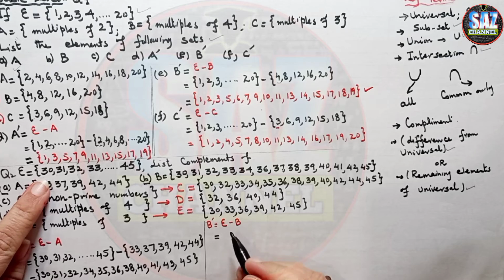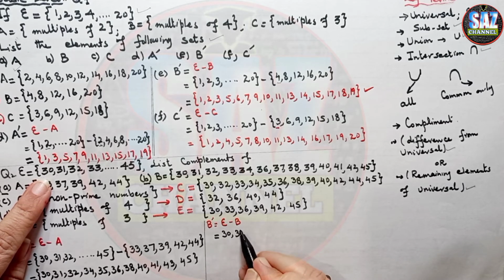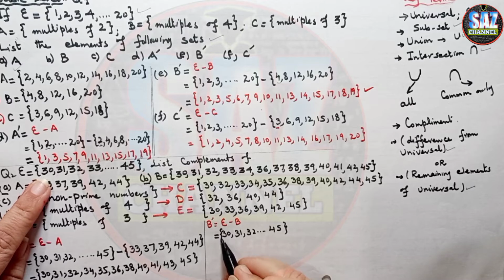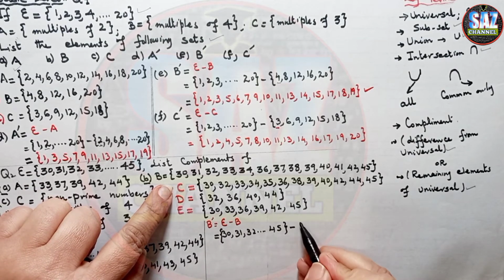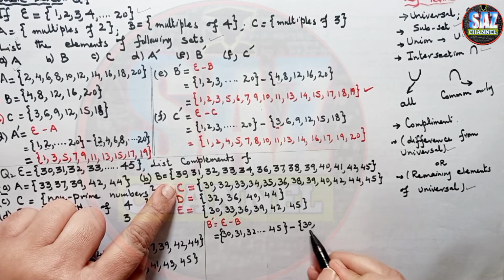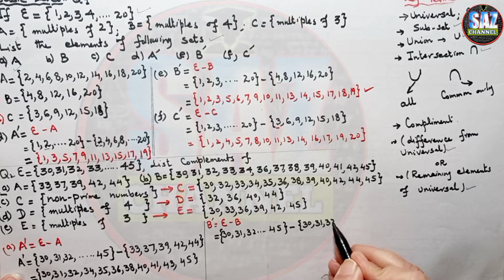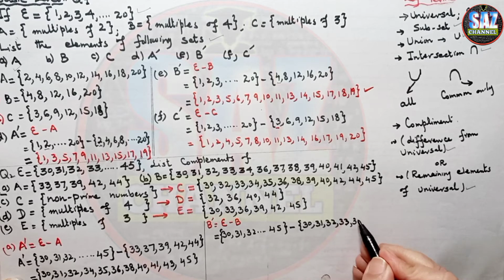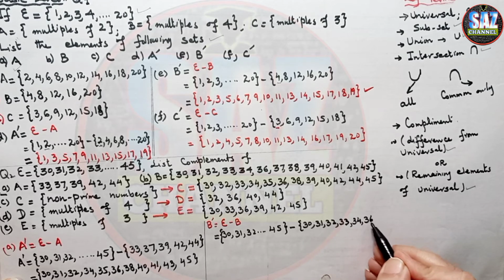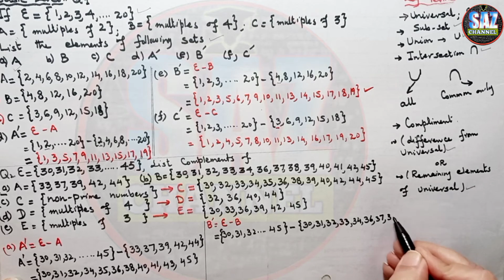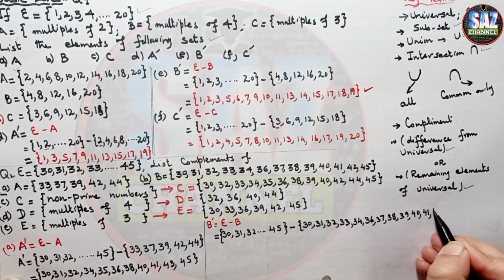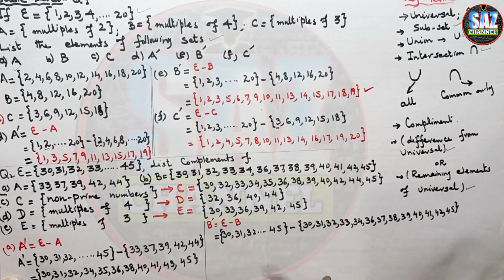Universal is consisting of the elements 30, 31, 32, so on, and 45 minus elements of set B, and set B is containing the elements 30, 31, 32, 33, 34, then we do not have 35 here, 36, 37, 38, 39, 40, 41, 42 and 45, and close the bracket.